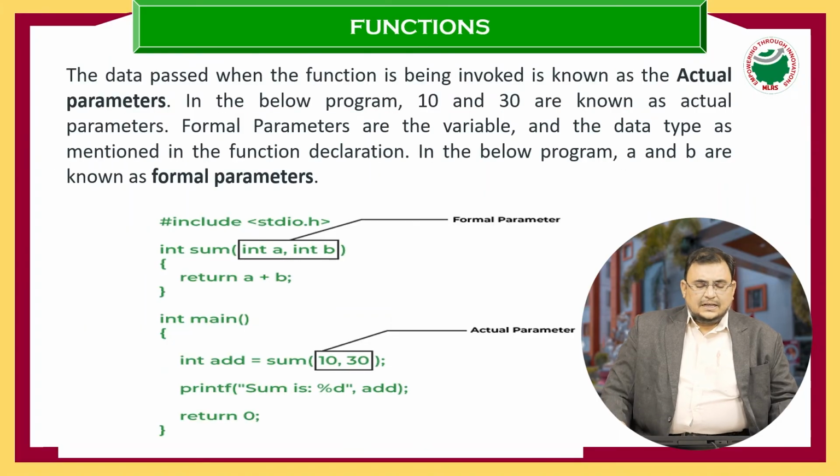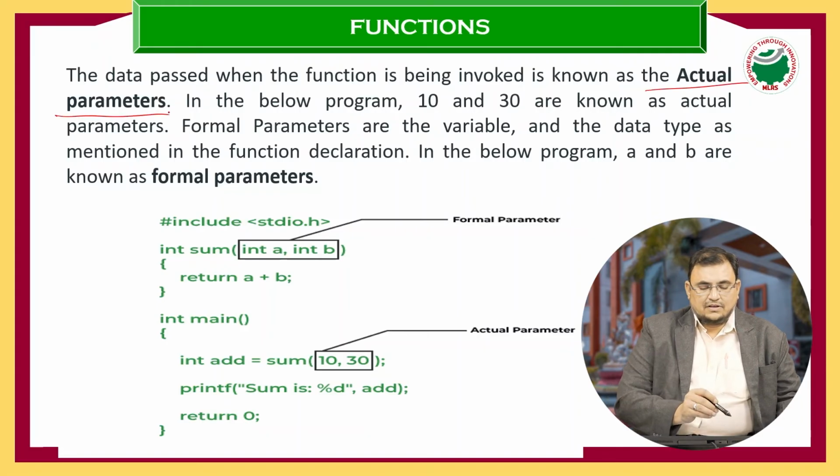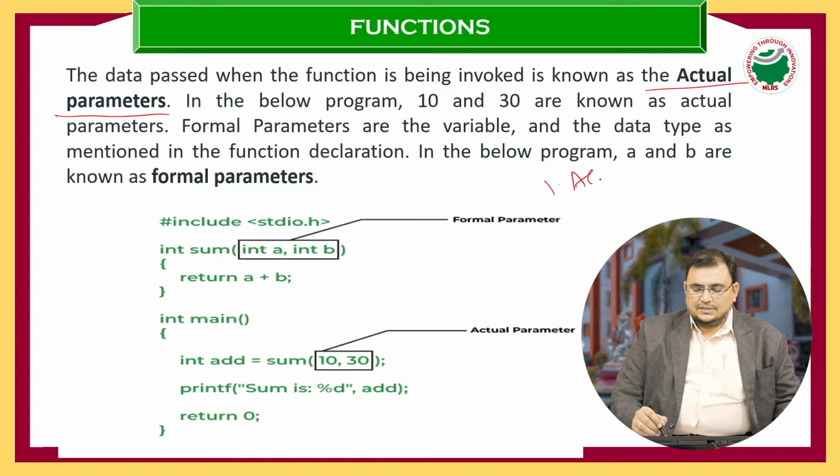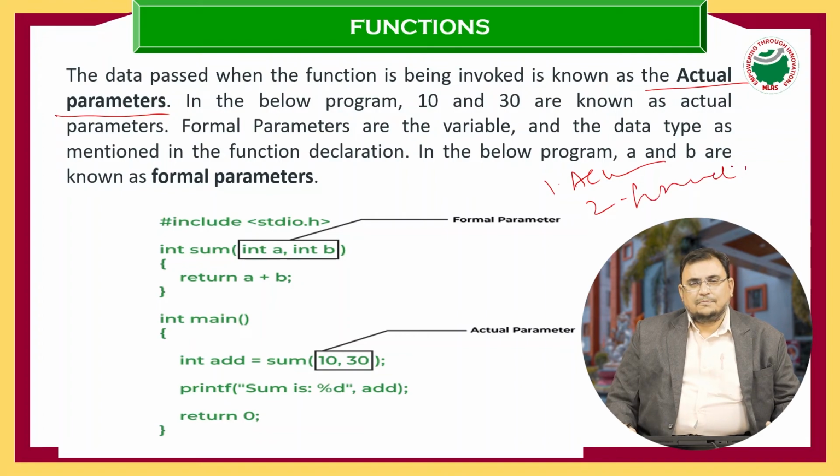Now, the data passed when the function is being invoked is known as the actual parameter. While calling a function, there are 2 types of parameters: one is called actual parameter, another is called formal parameter. In the function call, you pass some parameters, which are called actual parameters. In the definition, you write some parameters that receive the data from the calling function. These parameters are called formal parameters.